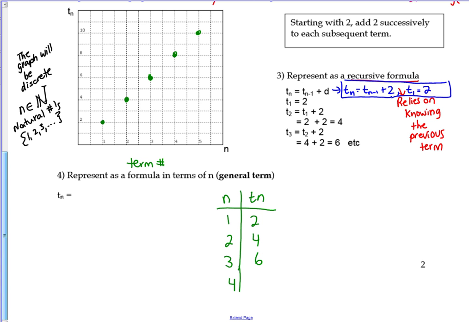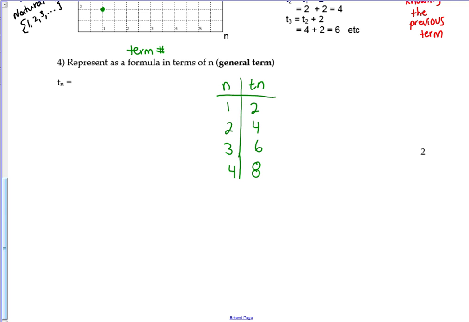Now extend the page there. Okay, so can we come up with a formula? What's the relationship between our x and our y? What are we doing to the n each time? Multiplying it by 2. So we can make our formula. T of n is equal to 2n, 2 times the term number. So for term 3, let's double it, you see 6. And 4 was 8. Okay, so that would be your general term.